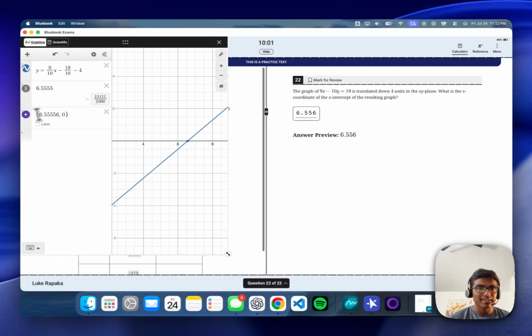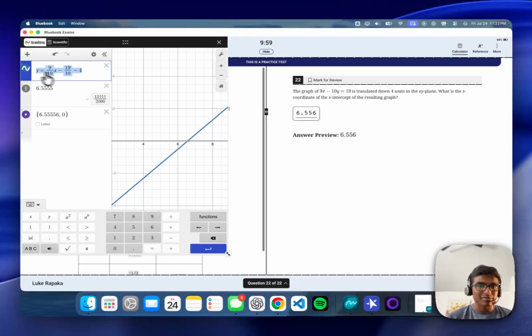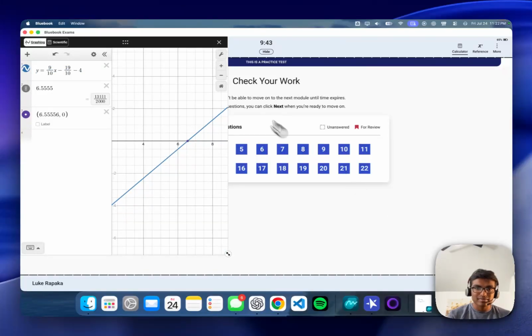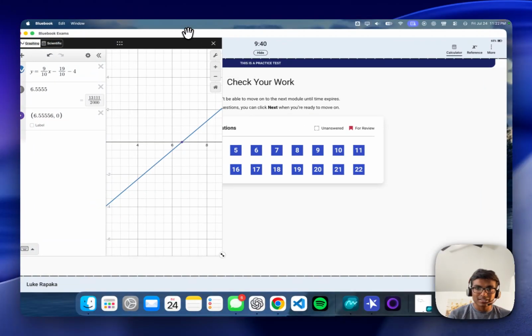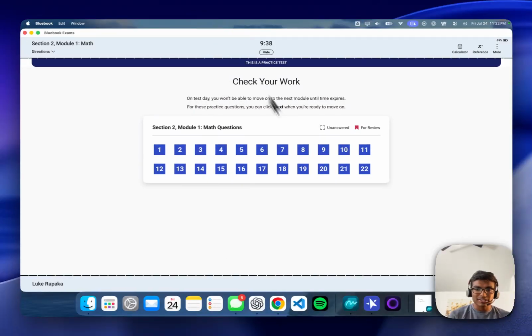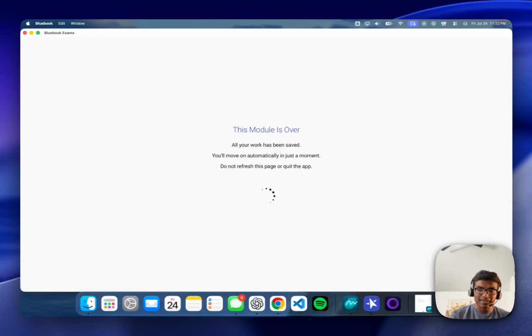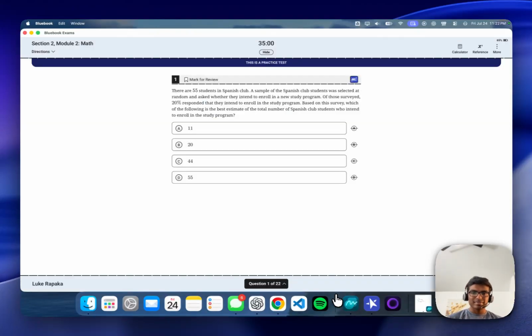So all I just did is just solve that out into y equals mx plus b. I know it's translated down 4 units, so subtract 4 from the y-intercept because that'll move it down. Then I just find the x point, and then, yeah, I just type that in there. All right, pretty easy. Let's go on to the next module. Oops. And yeah, all the questions are answered there. Okay. Okay, second module, let's go. There are 55 students in Spanish club.